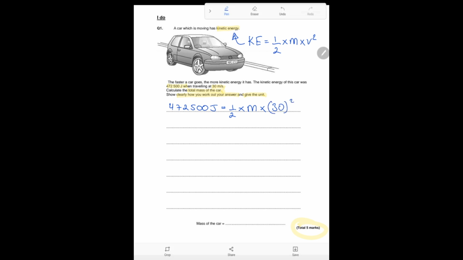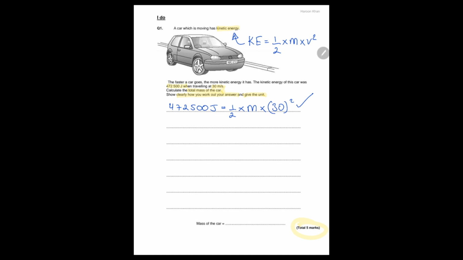Now, if you were to rearrange the formula and then put in the values, you'd be missing out on a mark. AQA will give you a mark if you plug in the information into the correct formula. So that there is 1 mark.